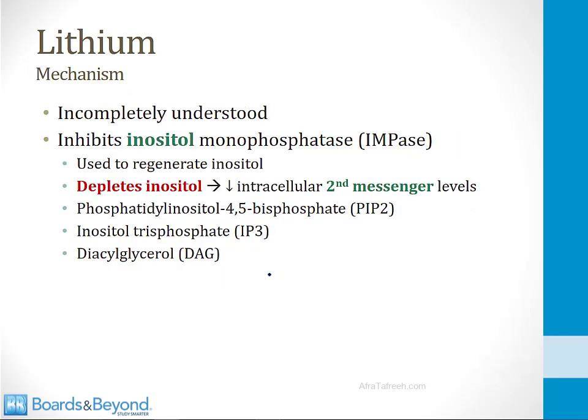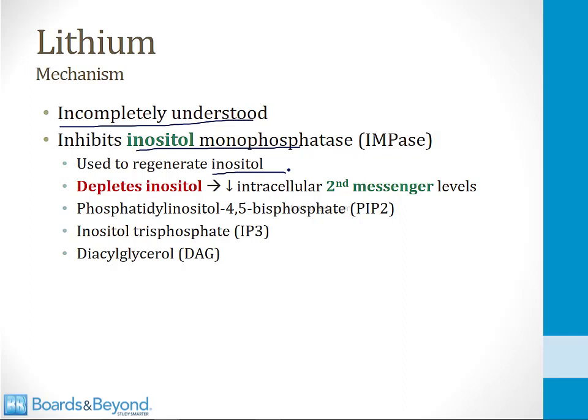Even though lithium's been used for a long time for bipolar disorder, the mechanism is still incompletely understood. One thing that people have figured out that lithium does is it inhibits an enzyme called inositol monophosphatase. This enzyme is used inside of cells to regenerate inositol, and it's hypothesized that this may have to do with this mechanism, although how this leads to benefits for bipolar patients is unclear.